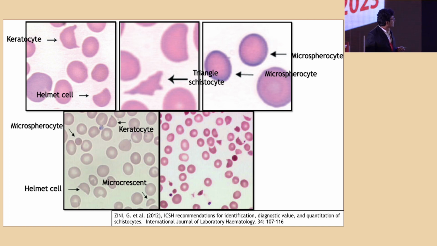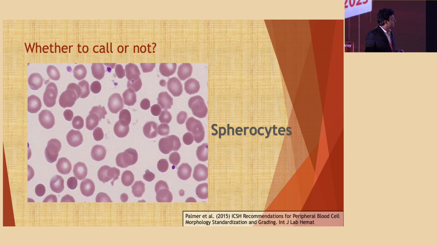So this is a keratocyte, this is a helmet cell, this is a triangle cystocyte, these are microspherocytes. This is the helmet cell, this is a microspherocyte, this is a keratocyte, and these are microcrescents.